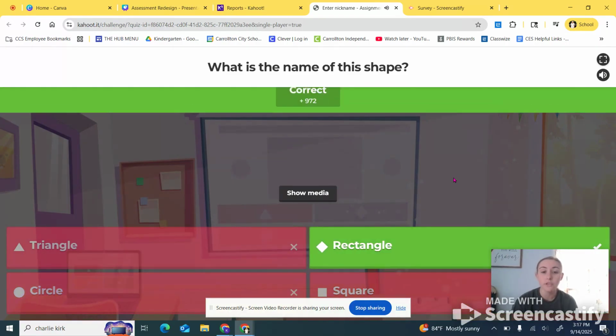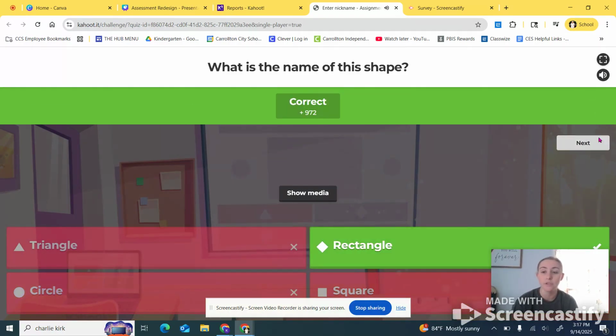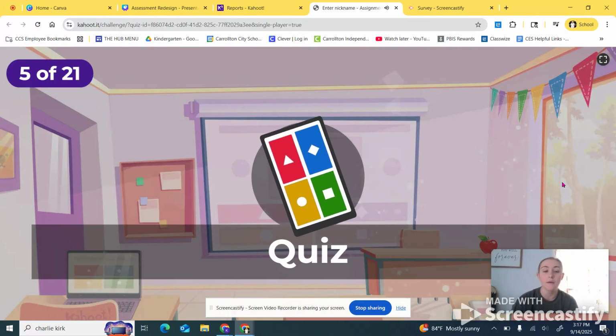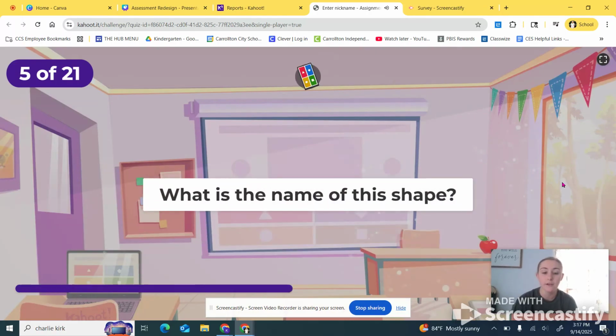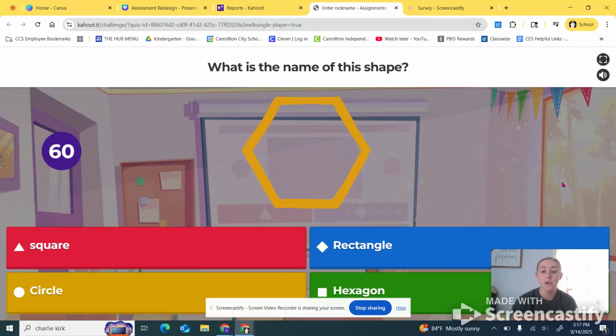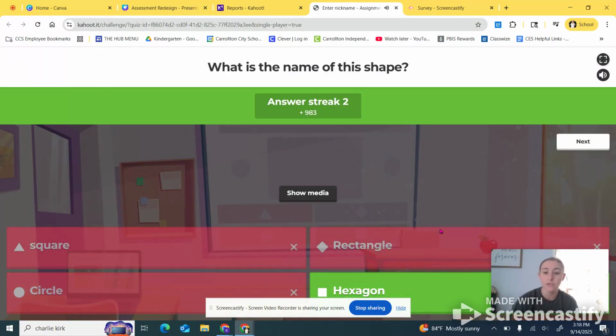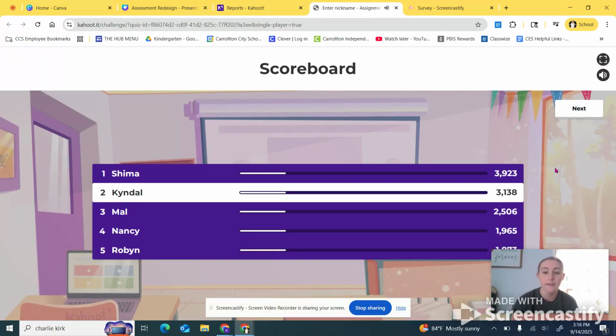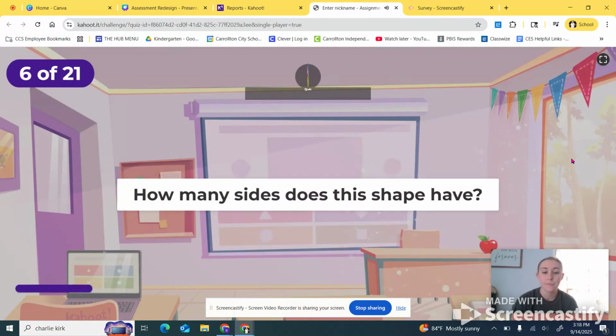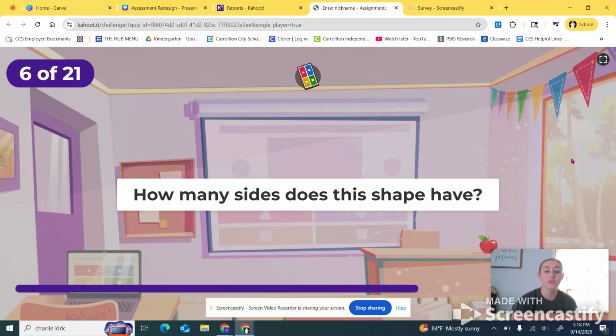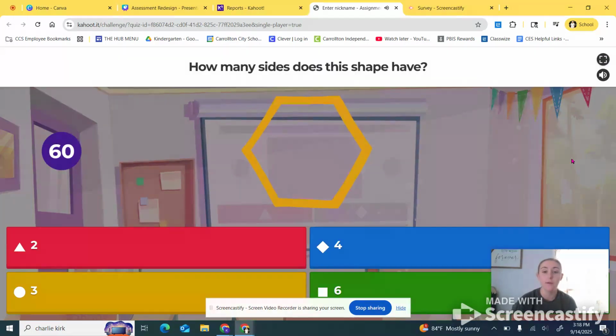As we go through all the questions, students are answering all the questions about the shapes, continuing to show the points that they're earning. Kahoot really makes this more like a game. What is the name of the shape? It is a hexagon. And then we transfer into describing the shape. So how many sides does this shape have?